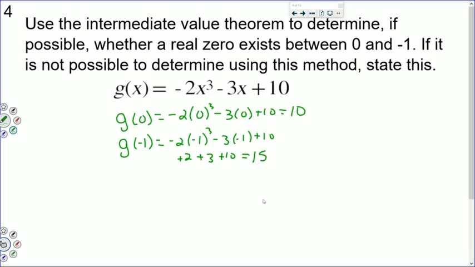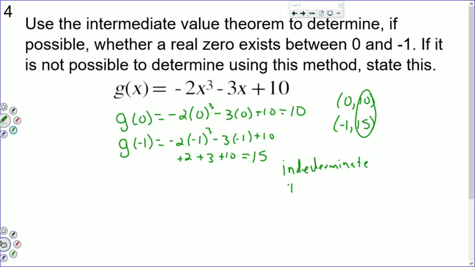So we have the points 0, 10 and -1, 15. Because these two y values are both on the same side of the x-axis, we can't say for certain whether there is a 0 between there. So this is indeterminate. There could be a 0 between the two, but we can't tell.